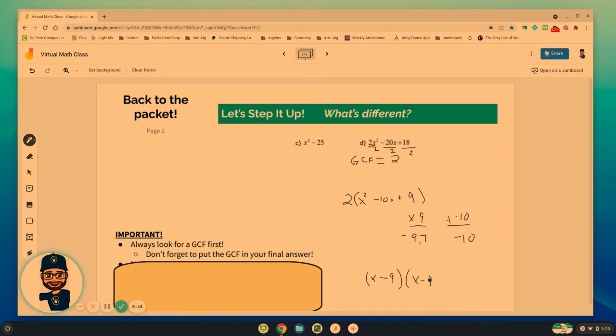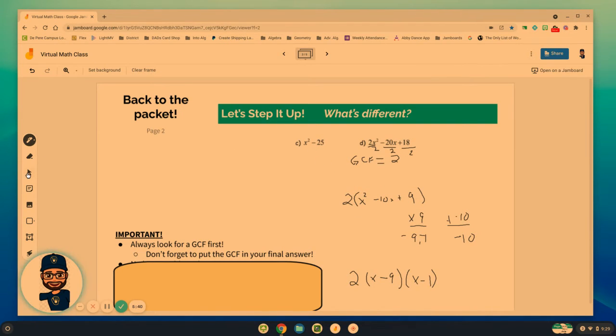or x minus 1. But don't forget to bring that GCF all the way down and include it, because that's also one of the factors. We have to make sure we put that 2 out front so that this problem could originally look like that. So take out your GCF and then see if you can factor the remaining piece.